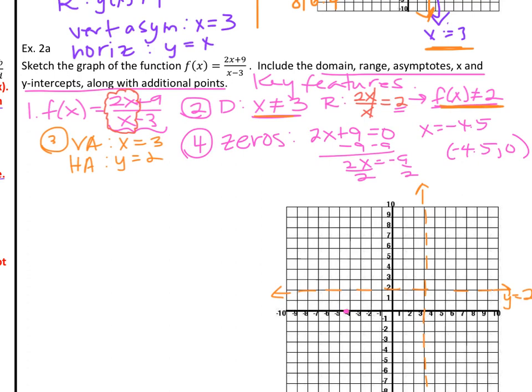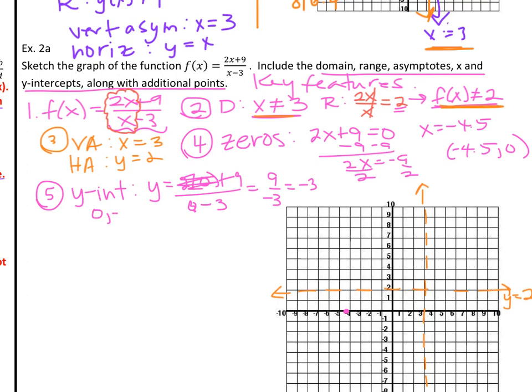There's my 0. Step 5, I know there's lots of steps, I'm sorry. Step 5 is the y-intercept, and this should be easy. If we plug in 0 for all the x's, we would get 2 times 0 plus 9 over 0 minus 3. So pretty much everything that's connected to that 0 cancels out. And that gives us 9 over negative 3, which would equal negative 3. That's the y-intercept, 0, comma, negative 3.